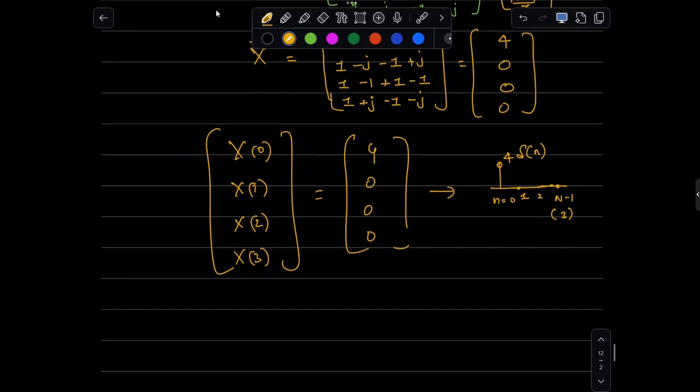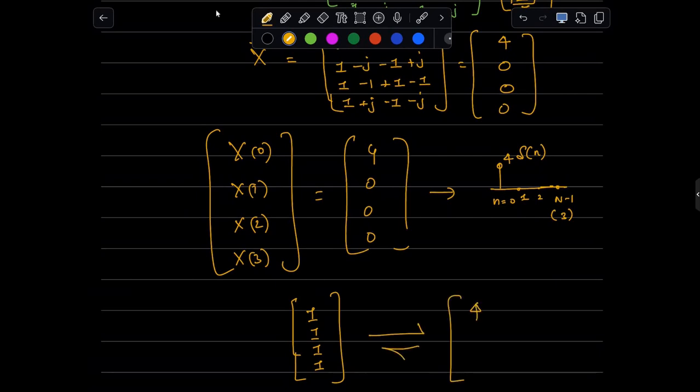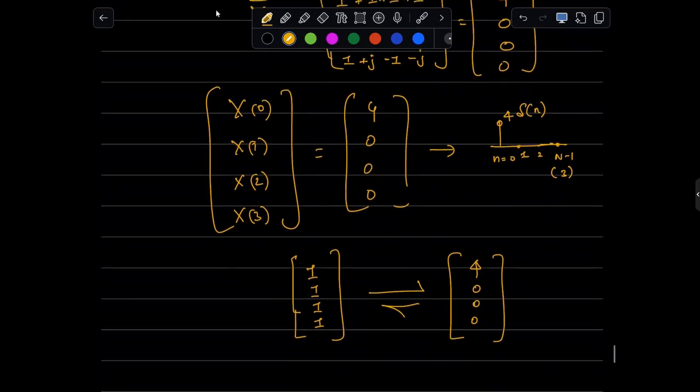At t equal to 0, the same thing is happening here also. You see the Fourier transform of a DC. If I take a signal which is a DC signal, something like this, the Fourier transform gives me 4, 0, 0, 0, which is like a delta function. So this is actually a delta of n. This is the observation.